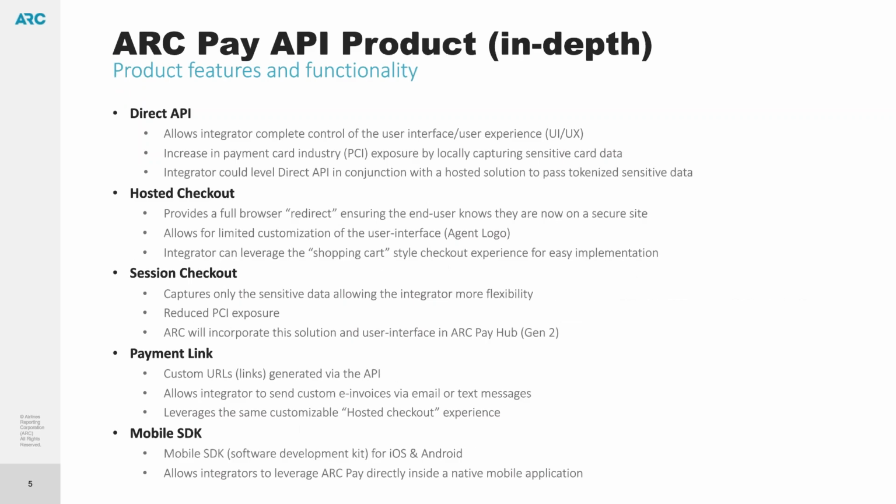So we're going to go ahead and touch a little bit more in depth on the API products. Here are a couple of different flavors of what the API will allow you to do. The direct API is for those customers who want to have complete control over the user experience. So there's no hosted checkout environment here. You create your own payment page. All the transactions are captured directly within your network. But of course, this would require additional PCI compliance.